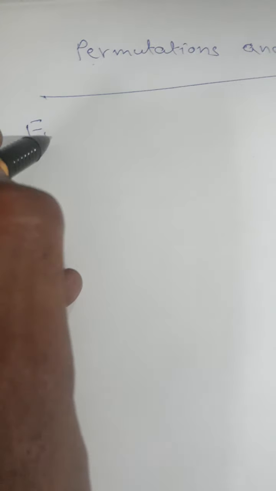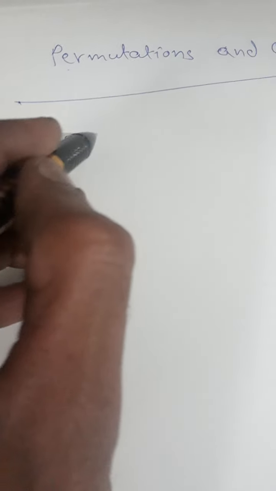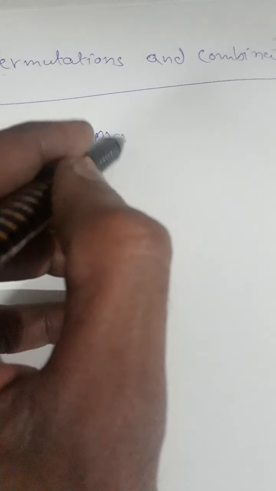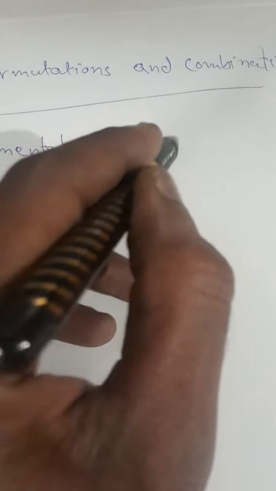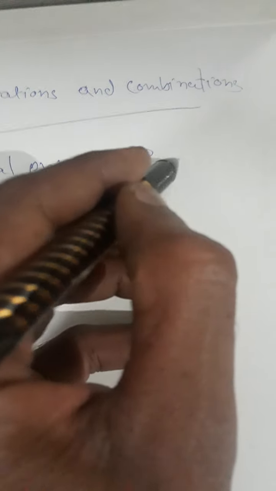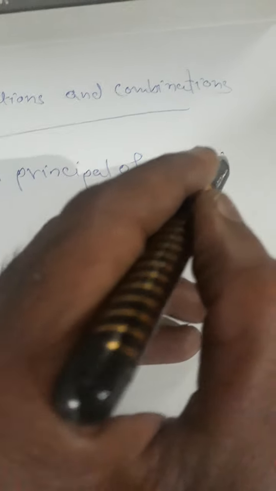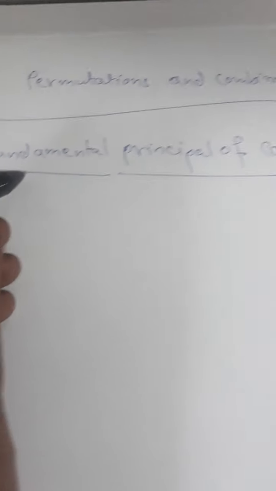It is known to be the fundamental principle of counting. Now, in this fundamental principle of counting, there are two: one is addition and one is multiplication.